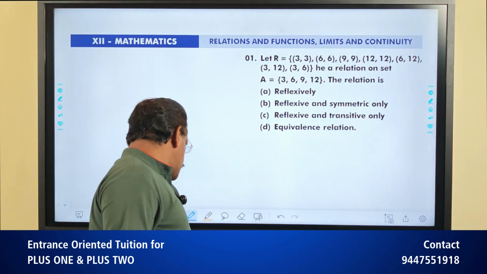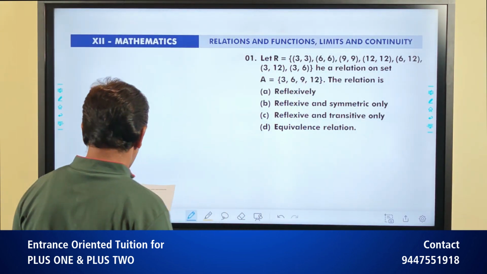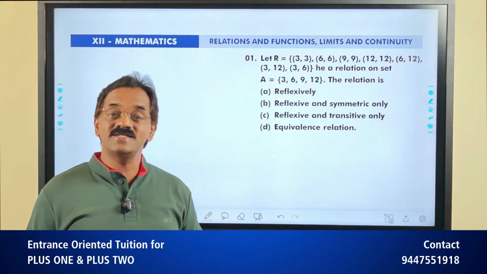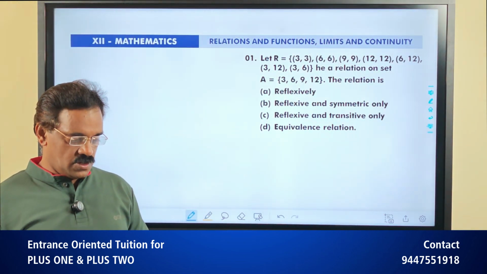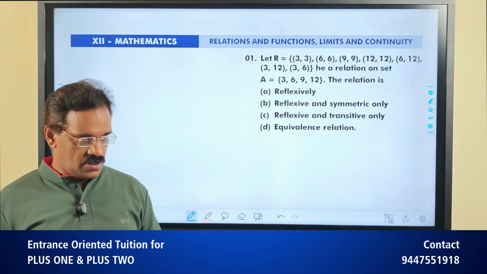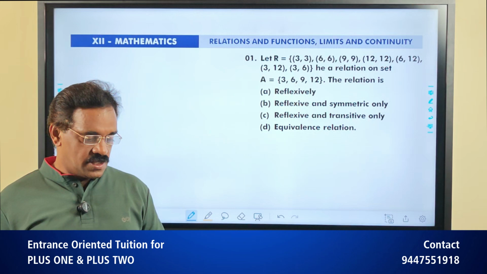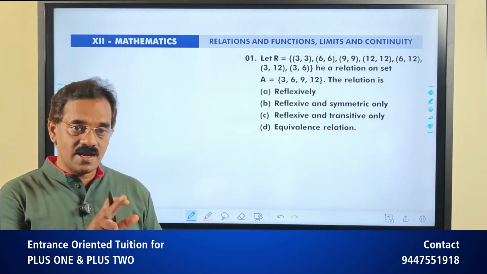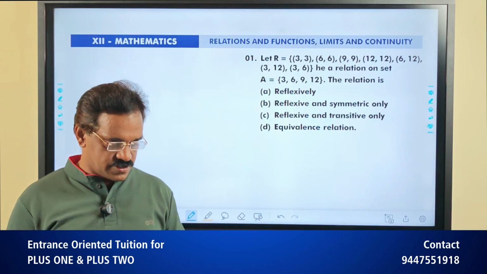Okay. So for the first question, we have capital A equal to the set {3, 6, 9, 12}. We are discussing reflexivity, symmetry and transitivity. For reflexivity, there should be (3,3), (6,6), (9,9), (12,12). All the elements should be there. So naturally it is reflexive.